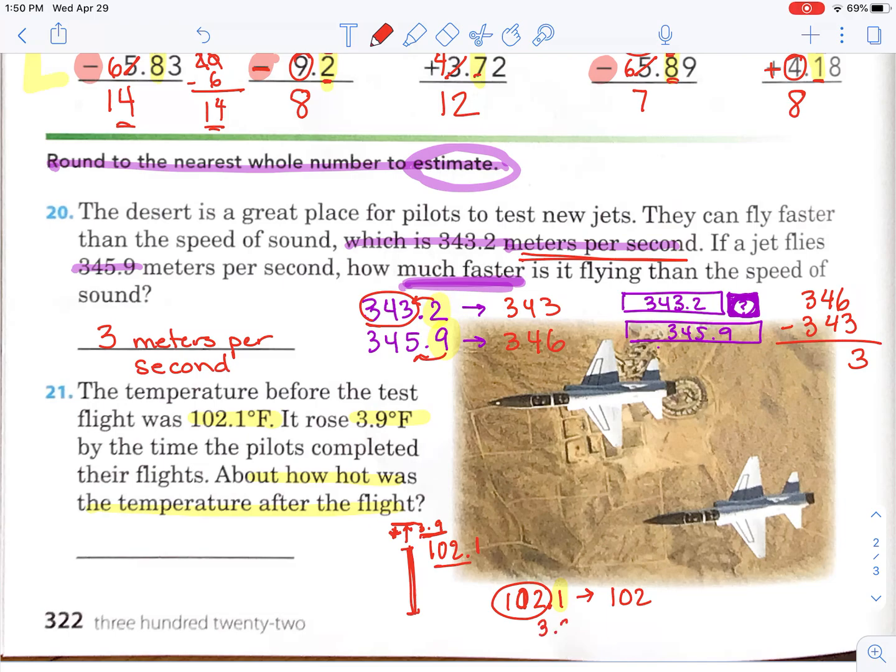Okay, what about 3.9? Well, we have the bossy 9 in the tenths place. 5 and up, round up. This becomes 4. And what were you going to do for a math equation? 102 plus 4 more equals 106. 106 what? Airplanes? 106 pilots? How hot was the temperature? All you have to do, it's kind of like labeling money, is put degrees Fahrenheit, and that is your label.